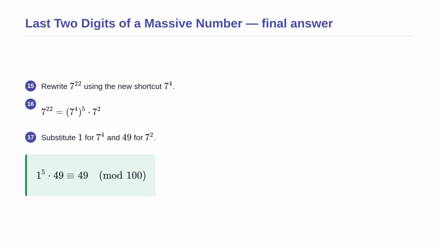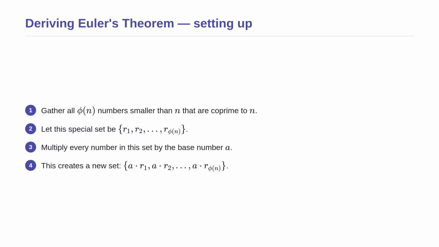Physically, this means if a supercomputer calculated this massive number, the very last 2 digits printed on the screen would be 49. Now that we have used this formula to solve a massive problem, let us understand where it comes from. To truly understand why Euler's theorem works, we must prove it step by step.